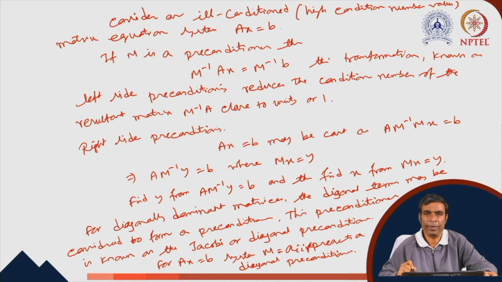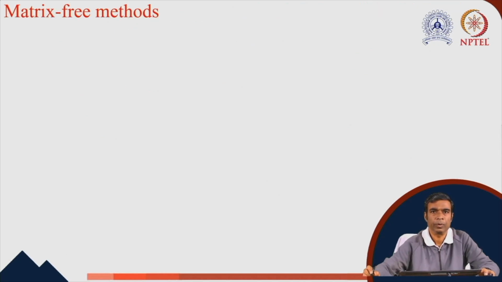The matrix capital A can be decomposed into its lower and upper components, the lower triangular matrix and the upper triangular matrix. Any of these triangular portions can also be considered as a preconditioner. Now, we introduce the concept of matrix-free methods.